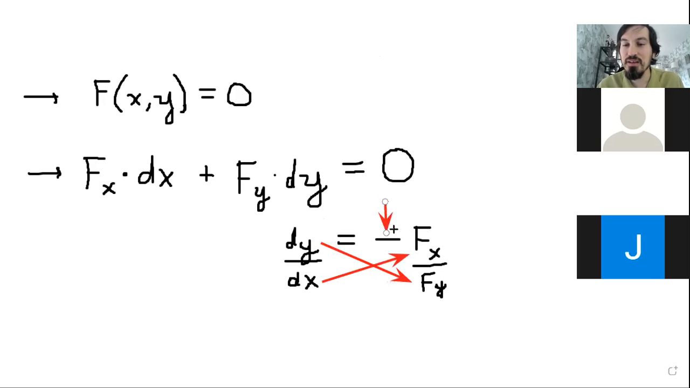These are sort of the important things to remember when actually doing these problems, that the partial derivatives are flipped and there's a negative sign. But this is where it comes from.